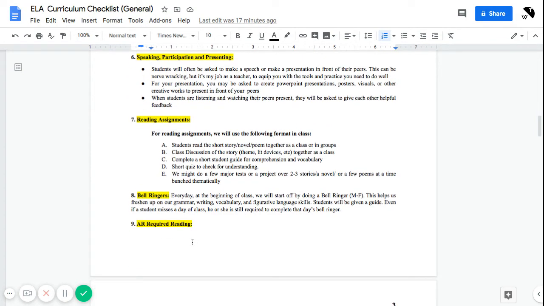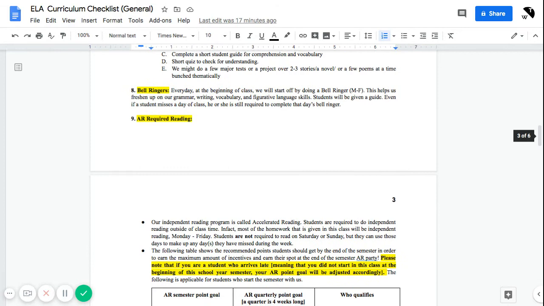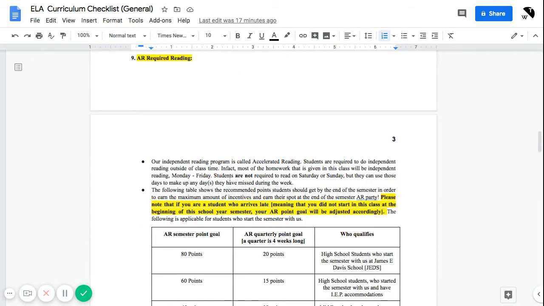Every single day we'll do a bell ringer. So number eight is a bell ringer. When you walk in, that's basically something that helps. Think of it as a warm up to get you going for that day. Number nine, AR required reading. What's AR? Well, AR is accelerated reading. This is our independent reading program, and we do this just to help you guys increase your vocabulary, your reading comprehension of things, all sorts of great reasons why we should be reading.